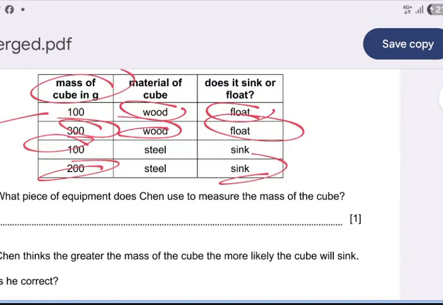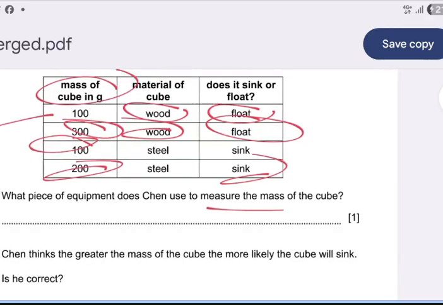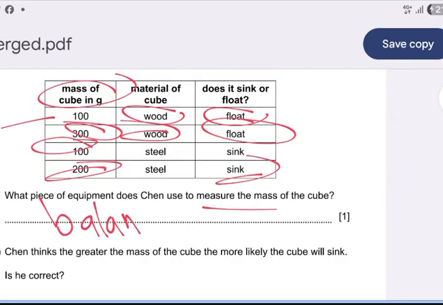So now, what piece of equipment does Chen use to measure the mass? If you want to measure the mass of any cube, you are going to use the measuring cylinder or a balance or a scale. The measuring cylinder to measure the mass, like in kilograms or grams. Or you are going to use the scale, الميزان يا قلبي, or the balance, right? So you are going to use the balance scale. Why? You are going to measure the mass in grams or kilograms. You need to know the mass.